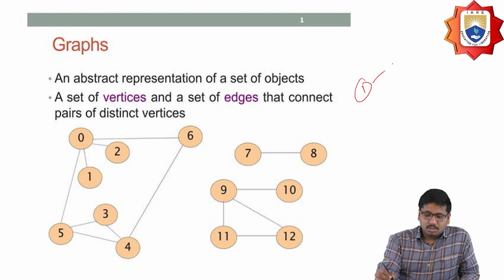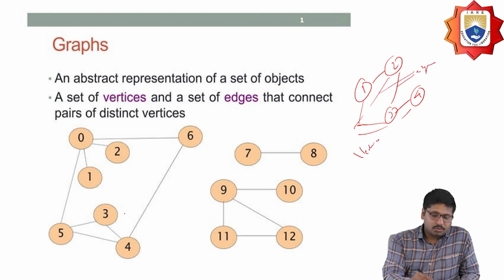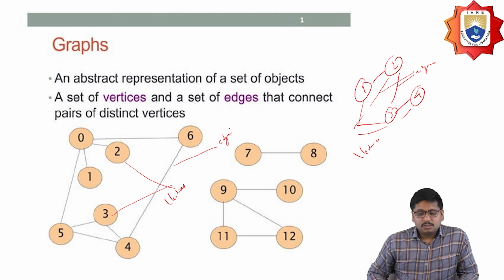So if I have a graph like this, 1, 2, 3, 4 are nothing but vertices, and these are what we call edges. So here 2 and 3 are vertices, and 6, 4 is an edge. So this graph is nothing but an abstract representation of a set of objects, and this set is nothing but a set of vertices and a set of edges.